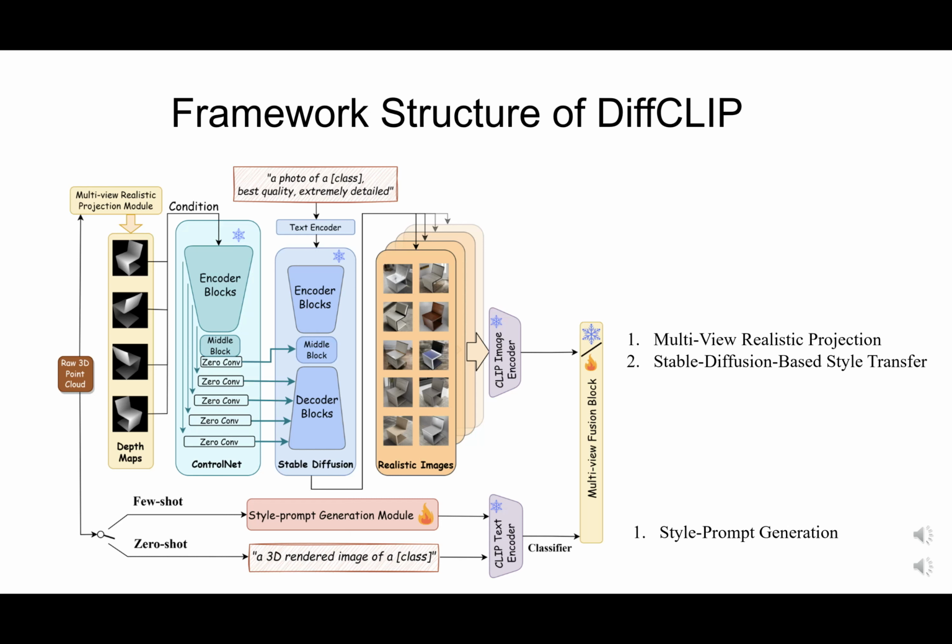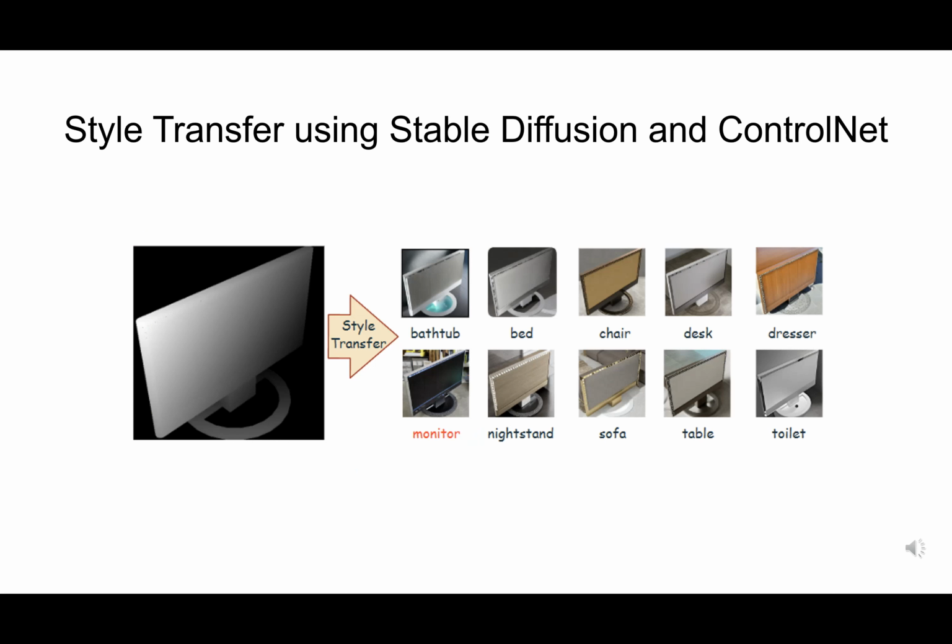For the textual branch of our framework, we design a style prompt generation module for the few-shot tasks, and we only use human-designed text prompts for the zero-shot classification task. We will introduce this style prompt generation module in the following video. This image shows the style transfer results of a monitor.